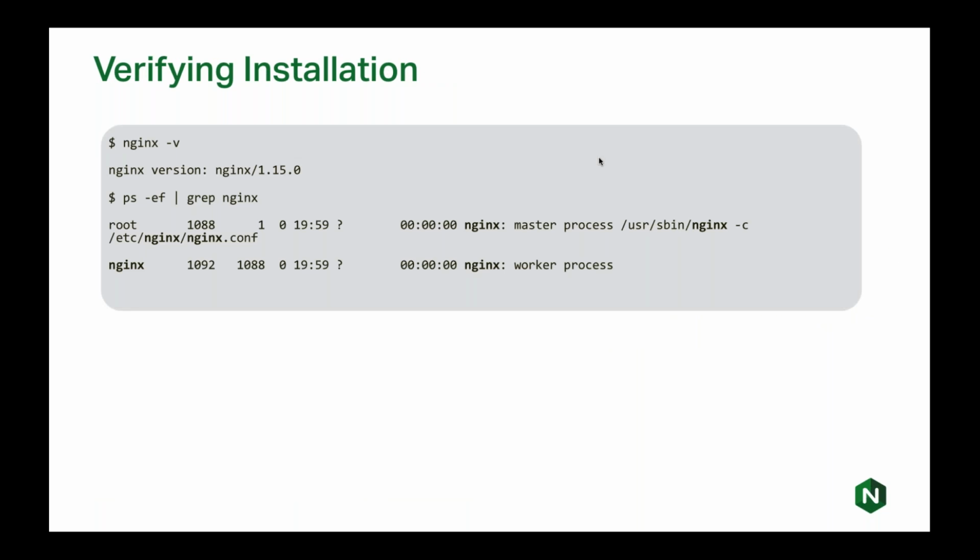So once it's installed, how do you verify that Nginx is running correctly? A couple of commands that I run. One is nginx -v, which just prints out the Nginx version and exits. If nginx -v is successful, then you know the binary has been installed properly. 1.15.0 is the latest version of Nginx as of the recording of this webinar.